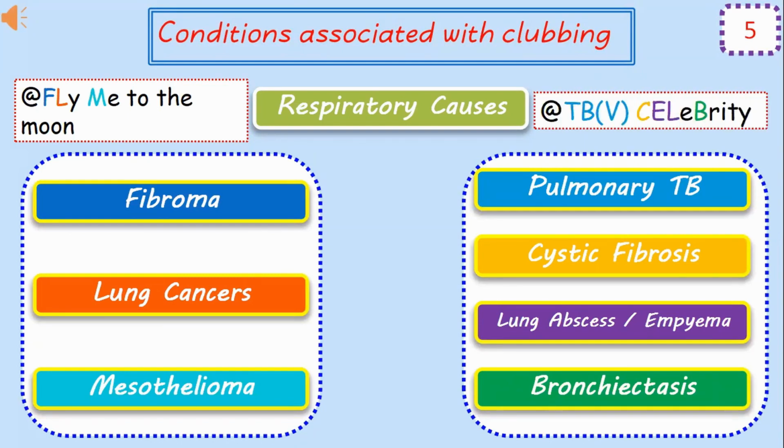For chronic suppurative causes, we can remember it by another mnemonic called TB CELEBRITY, where TB is for pulmonary tuberculosis, C is for cystic fibrosis, E is for empyema, L is for lung abscess, and B is for bronchiectasis.